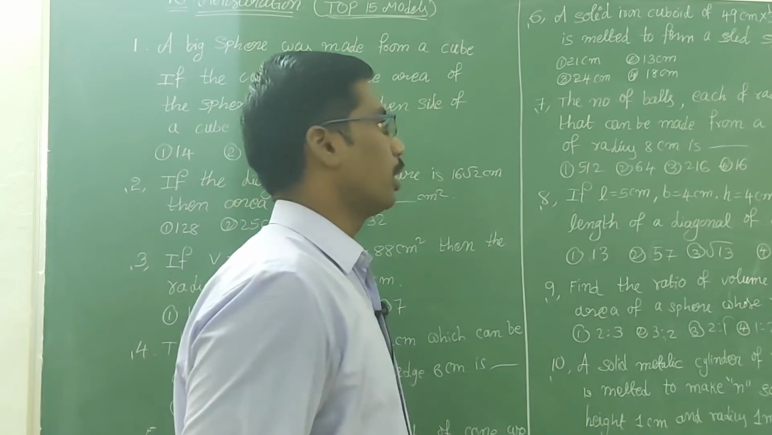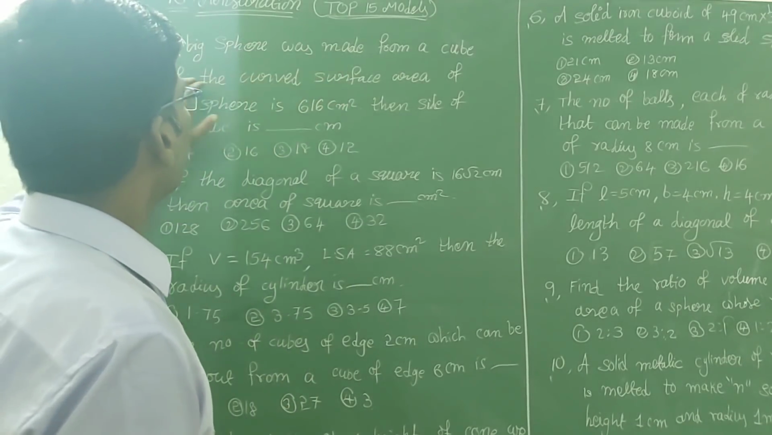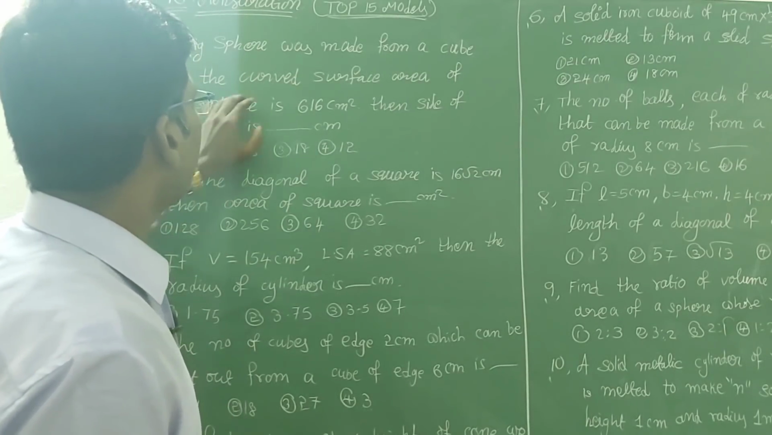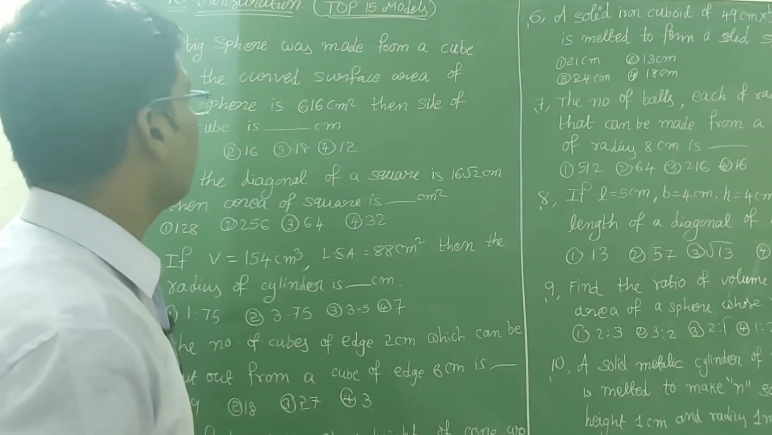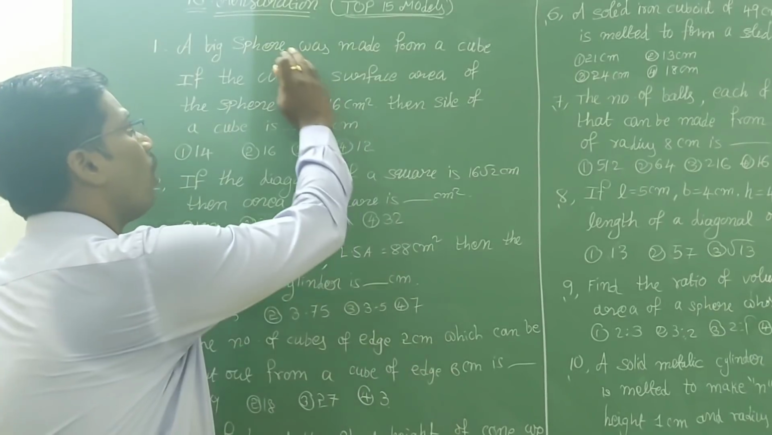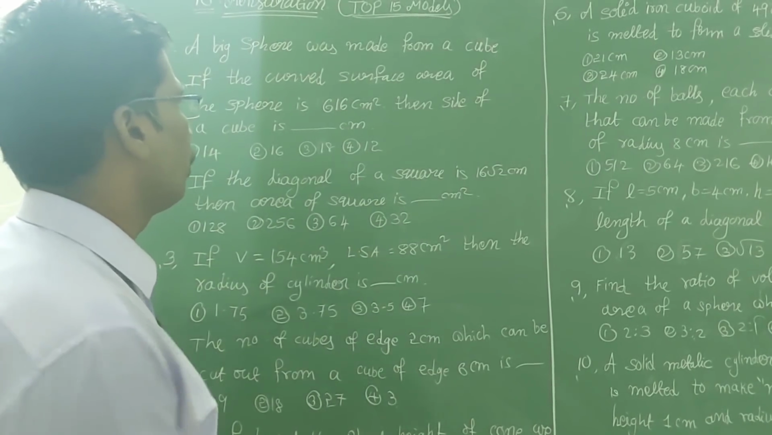Okay, now let us start. A big sphere was made out from a cube. If the curved surface area of the sphere is 616 centimeters square, then the side of the cube is. So here nothing is there. Volume of sphere is nothing but volume of cube.